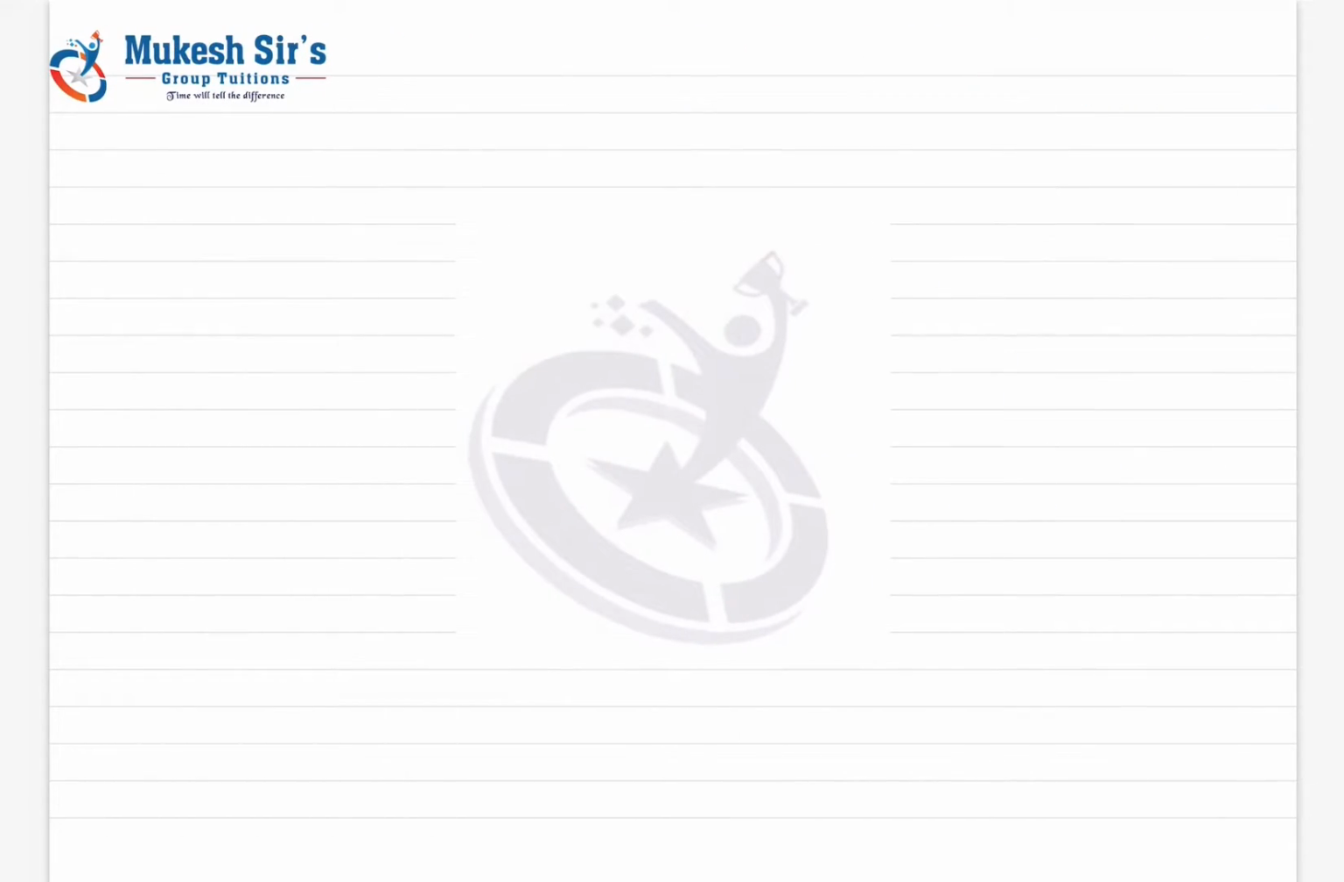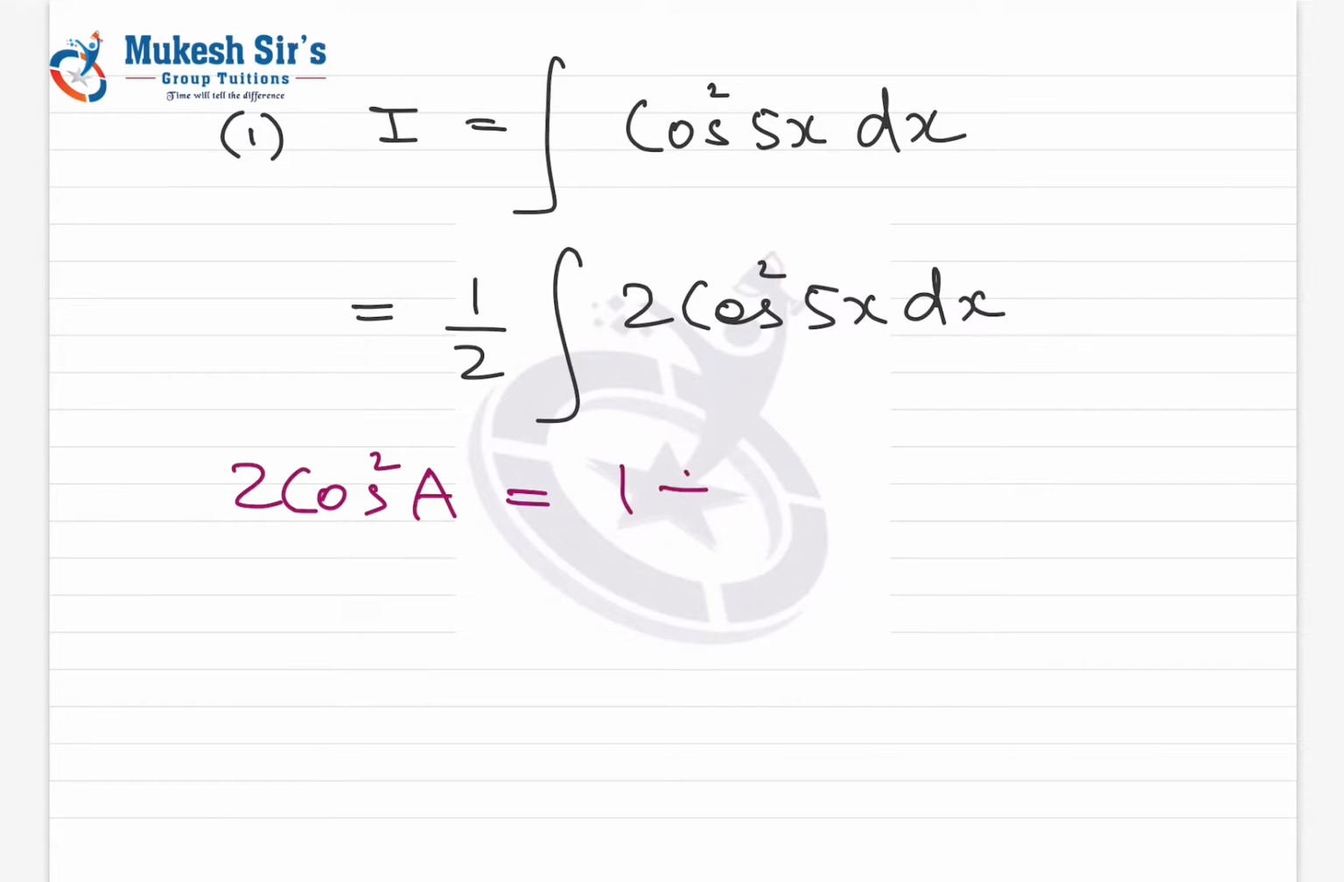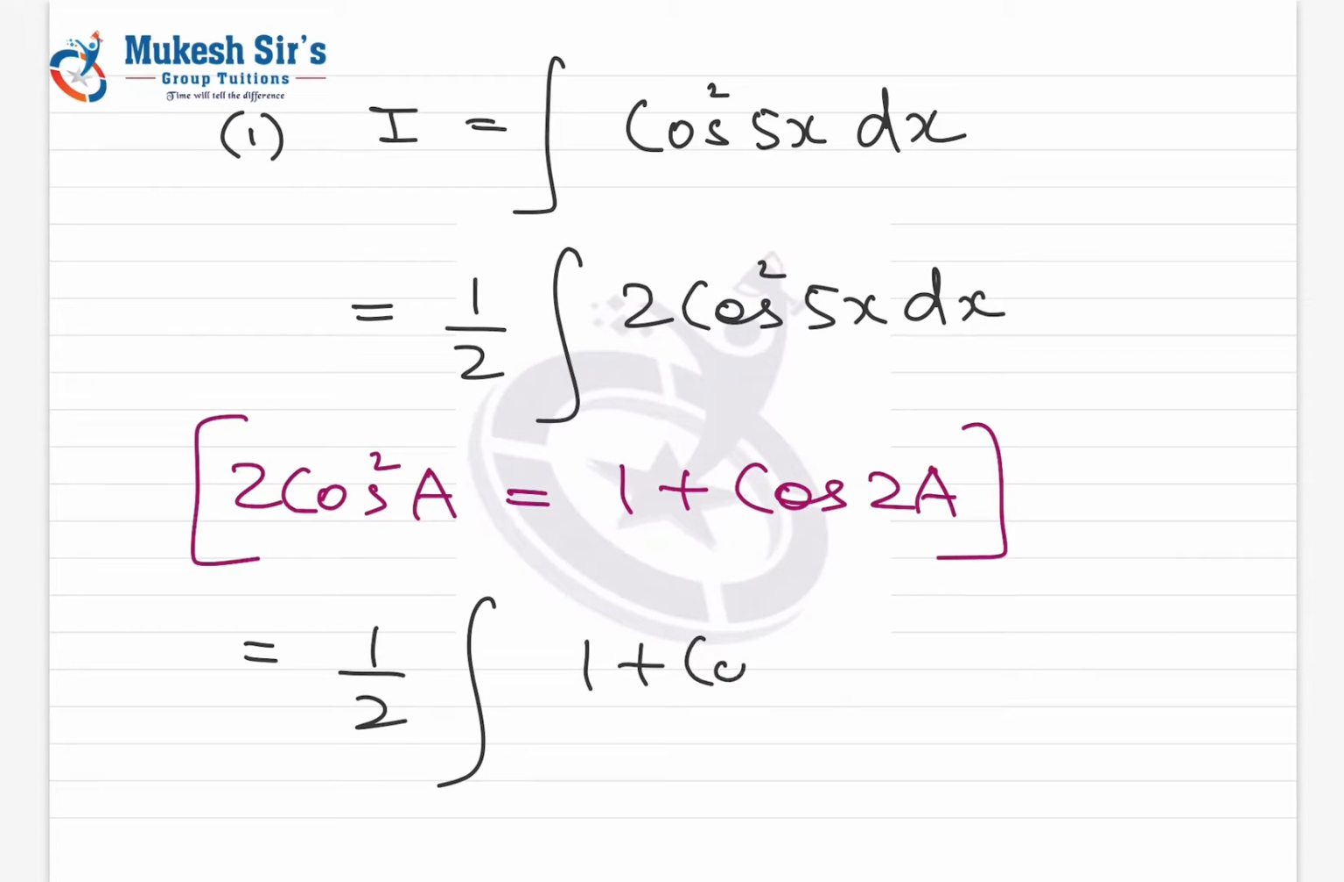So let's solve one example of this. Integration of cos square 5x dx. So use multiply and divide by 2. So this becomes 2 cos square 5x dx. Right? Now use the formula. 2 cos square of any angle is equal to 1 plus cos double of that angle, right? So when I use that formula here, this becomes half integration of 1 plus cos of its double, the double of 5x becomes 10x, the whole dx.